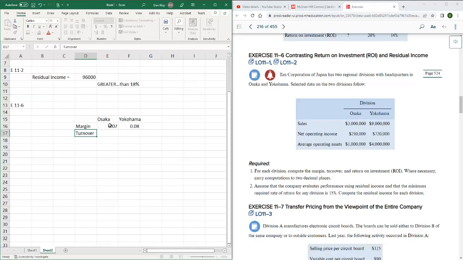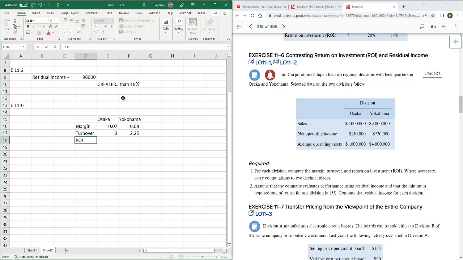Next up, we've got turnover. Osaka had sales of 3 million divided by average operating assets of 1 million. So they turn over their assets 3 times per period on average. Yokohama had sales of 9 million divided by those average operating assets of 4 million, and their turnover was 2.25.